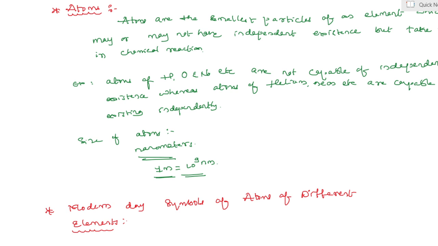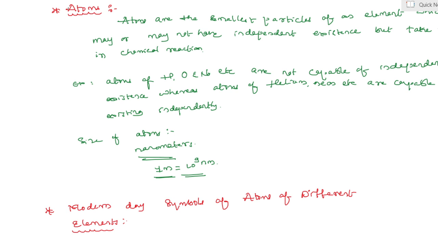For example, atoms of hydrogen, oxygen and nitrogen etc. are not capable of independent existence, whereas atoms of helium, neon etc. are capable of existing independently. Size of atoms: atoms are very small and their radius is measured in nanometers. It means 1 upon 10 raised to 9 meter is equal to 1 nanometer, or 1 meter is equal to 10 raised to 9 nanometers.